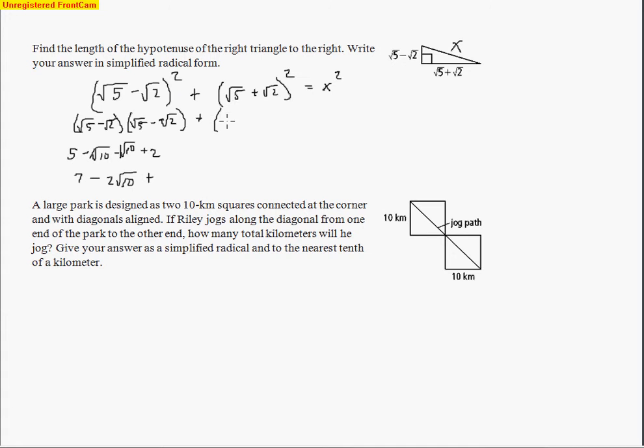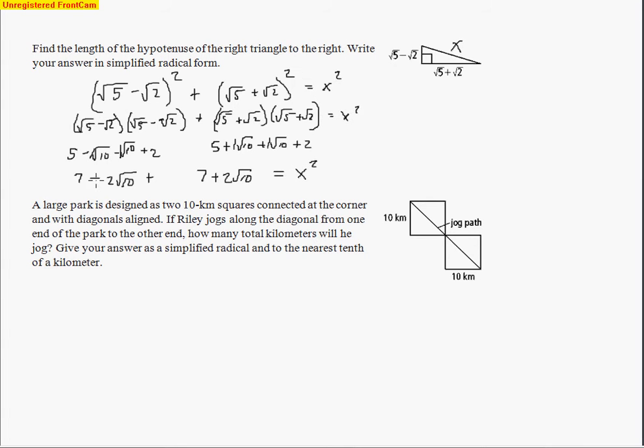This one is going to be, again, the square root of 5 plus the square root of 2 times the square root of 5 plus the square root of 2. We end up with 5 plus a square root of 10 and another square root of 10 for the inside terms, and then a positive 2. So that makes 7 plus 2 square roots of 10, because 1 square root of 10 and 1 square root of 10 make 2 square roots of 10. I'm supposed to add these together, and they'll equal x squared.